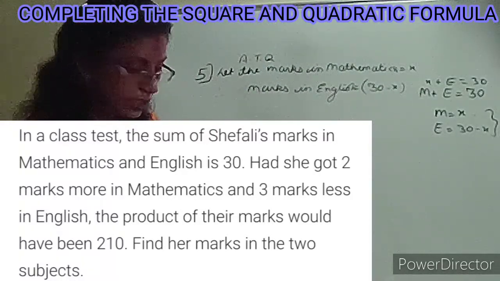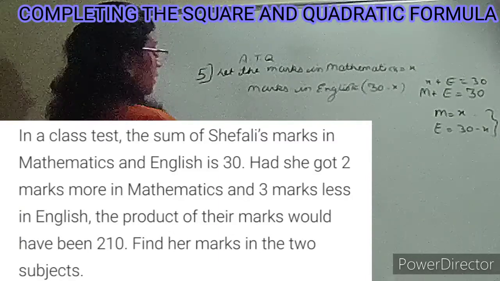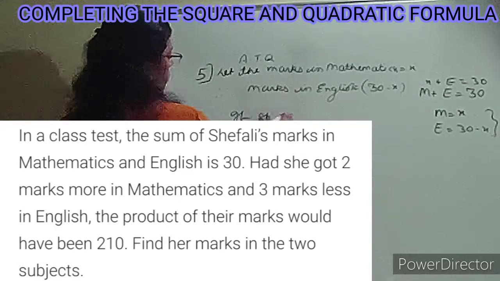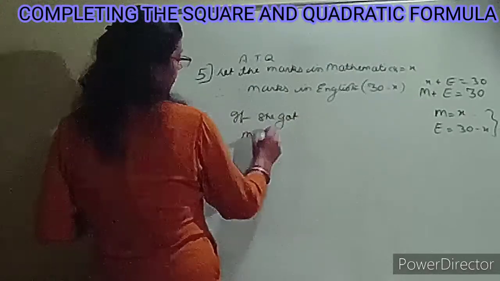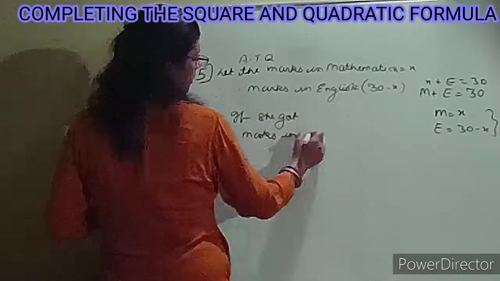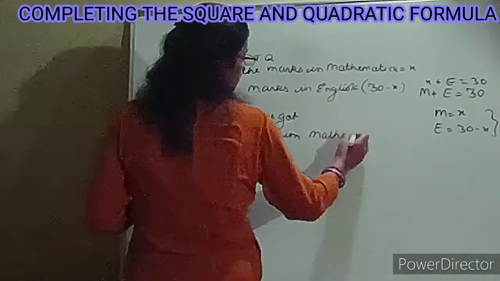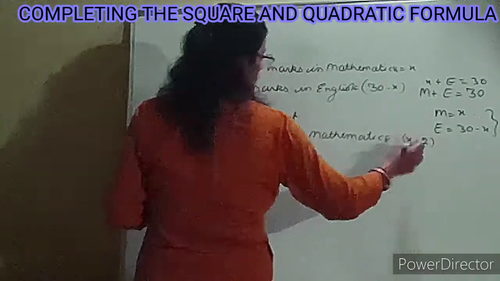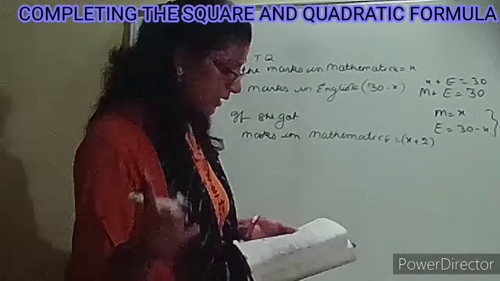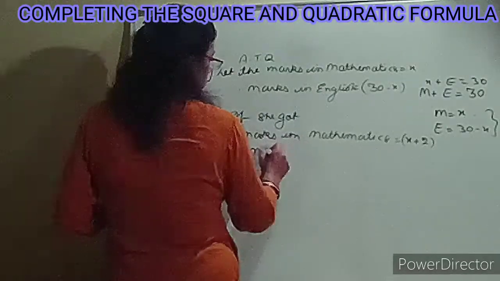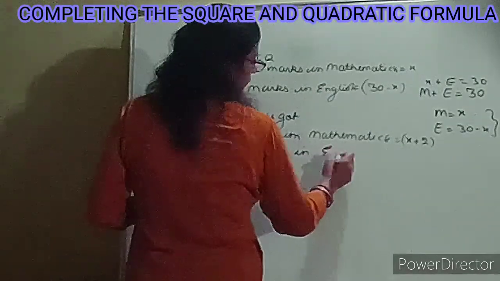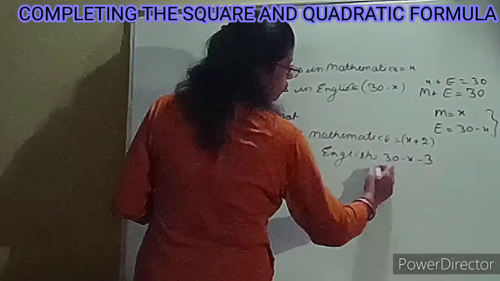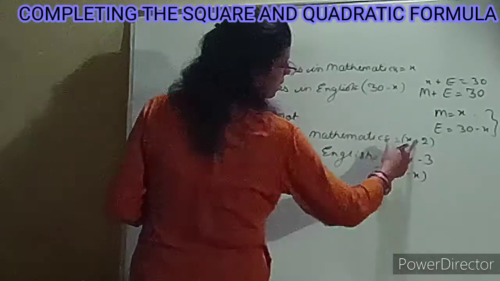Now what they are saying, had she got 2 marks more in mathematics, then case second, if she got marks in mathematics कितने दिए? 2 marks more, so कितने हो जाएंगे? x plus 2 and 3 marks less in English. Okay, so marks in English 3 marks कम हो गए. So पहले कितने थे? 30 minus x, उसमें से minus 3 कर दो. So what you will get? 27 minus x. Now the marks are these.